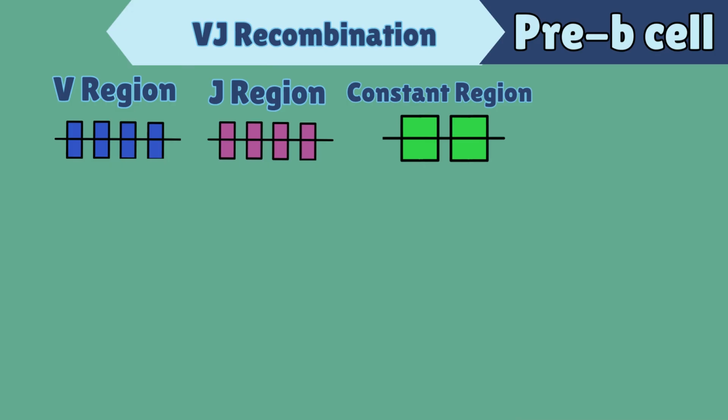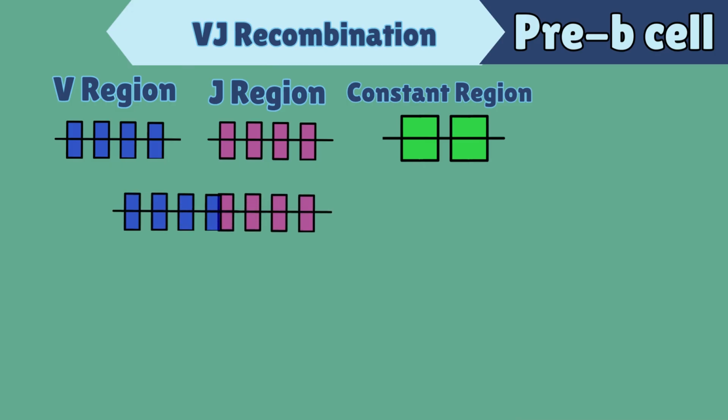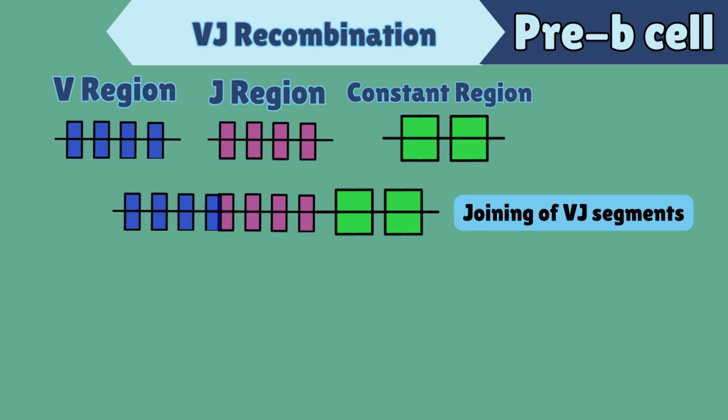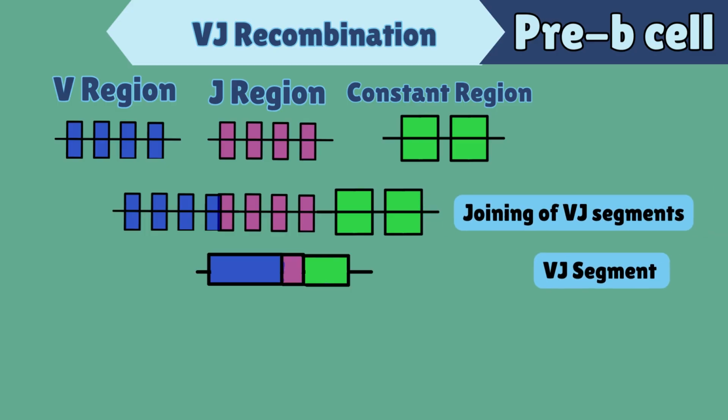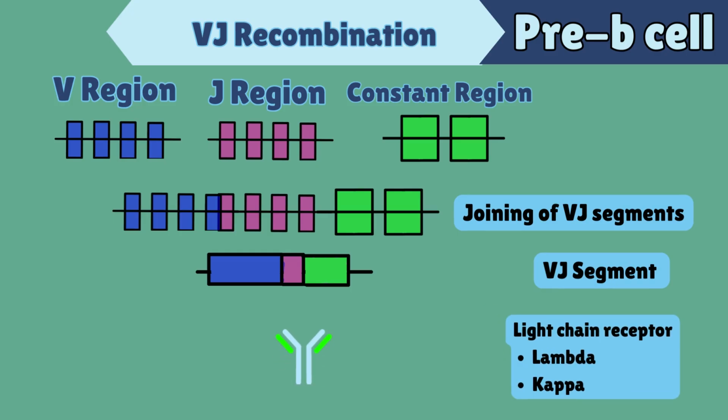There is still random splicing in this recombination. The V region and the J region were spliced together and joined. Then the constant region gets spliced and form the final gene segment, which is the VJ segment. Same as the heavy chain, the light chain receptor needs to be functional. If not, then recombination will start over.